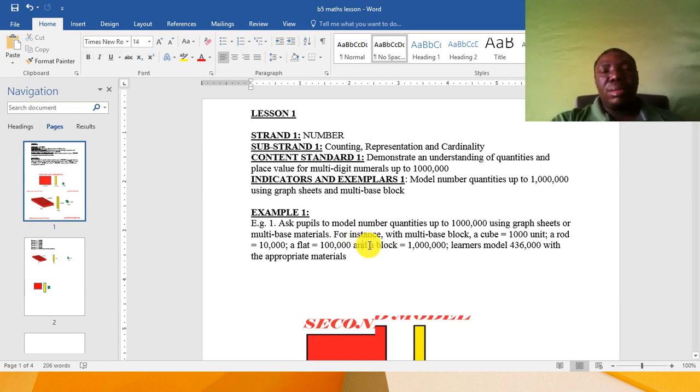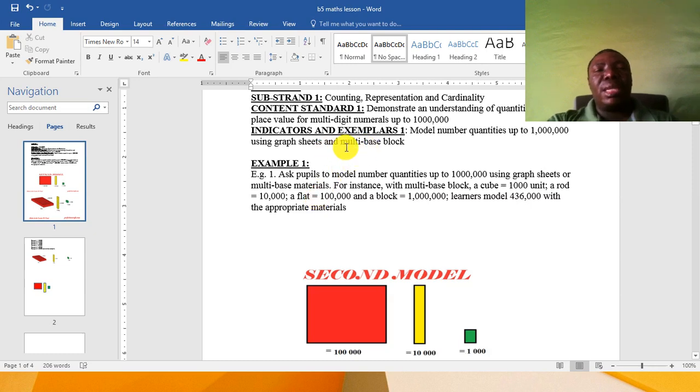Now let's take example 1. Under the indicators and exemplars, we look at example 1. We are following the syllabus, step by step. Example 1 says ask pupils to model quantities up to 1 million using graph sheets or multi-base materials. So here we are looking at the multi-base materials first, before we come to the graph sheet.